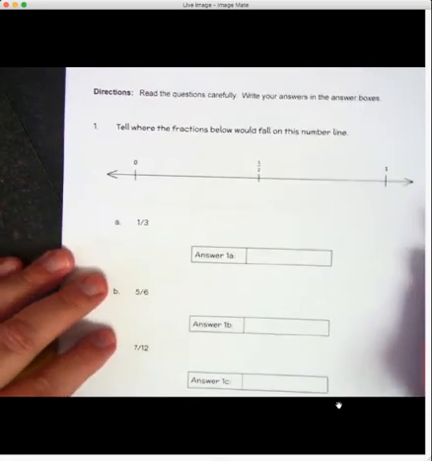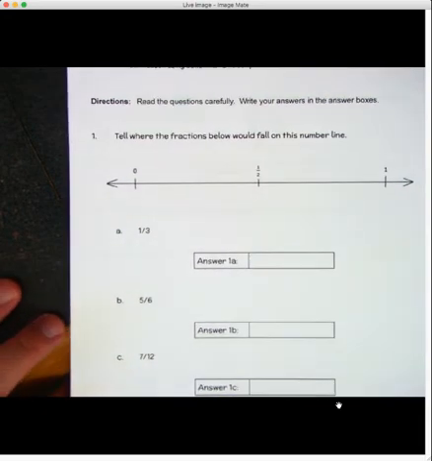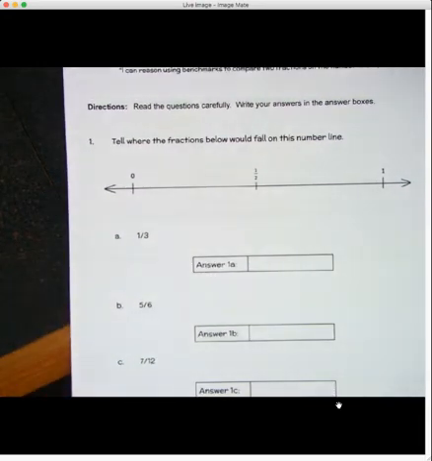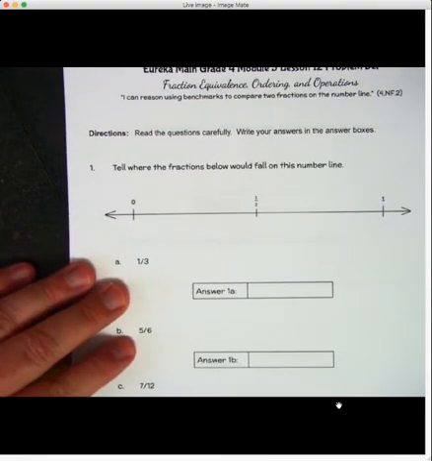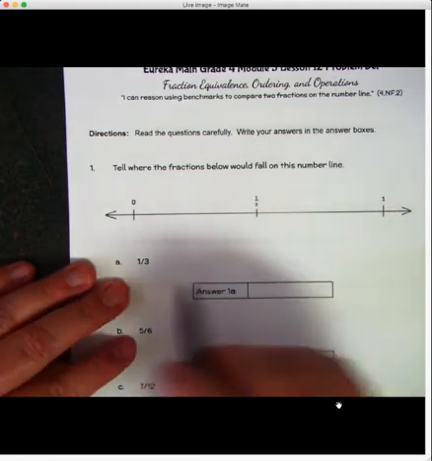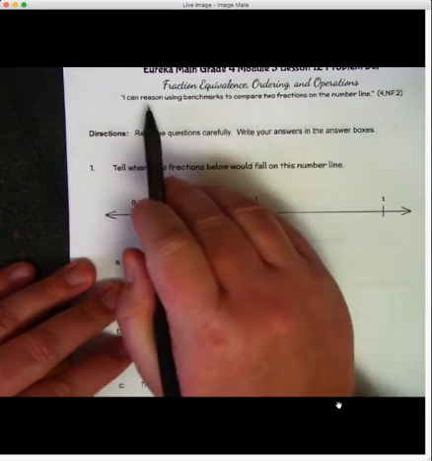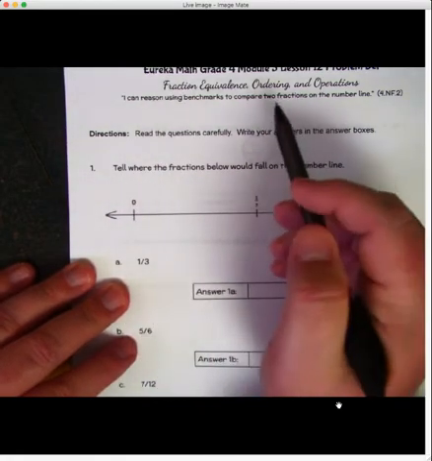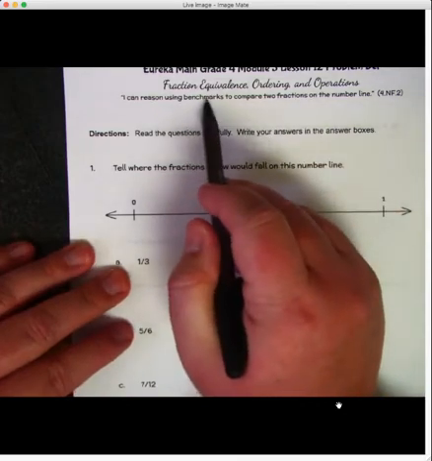Well, we're still comparing fractions today. We're finally done with looking at equivalent fractions, and now we're looking at fractions and deciding, are they bigger or are they smaller than another fraction? Or looking at a number line and deciding, are they bigger than 1/2 or smaller than 1/2? The goal today is that we can reason. That means think. So yes, you're going to have to think today using benchmarks.